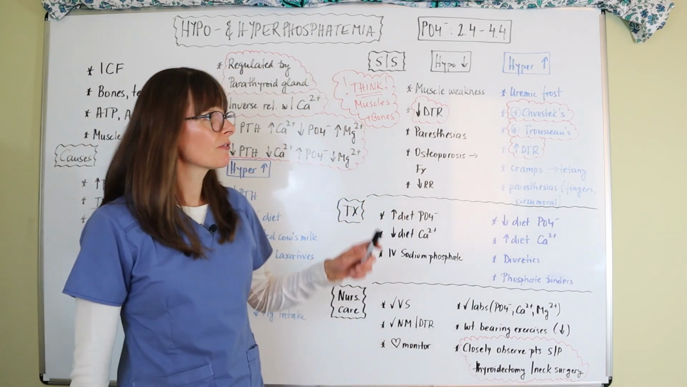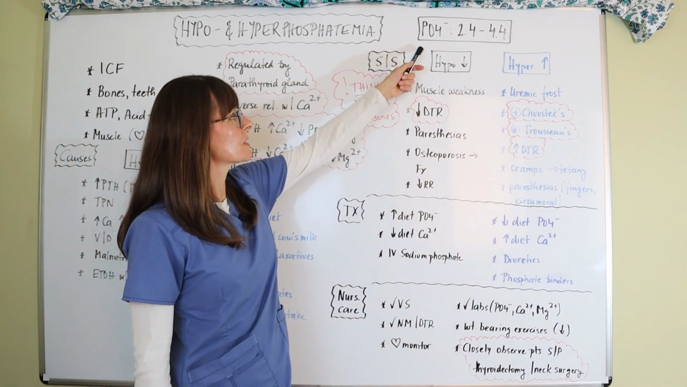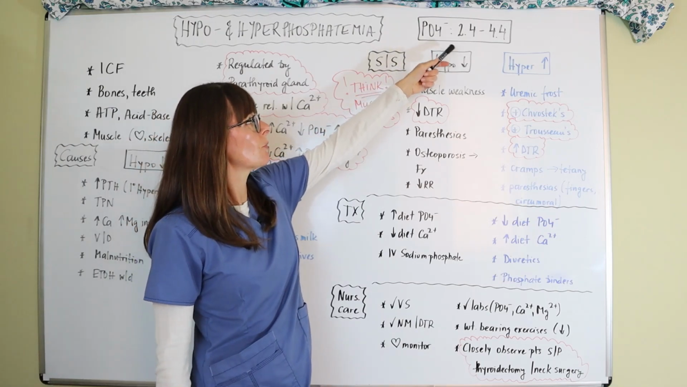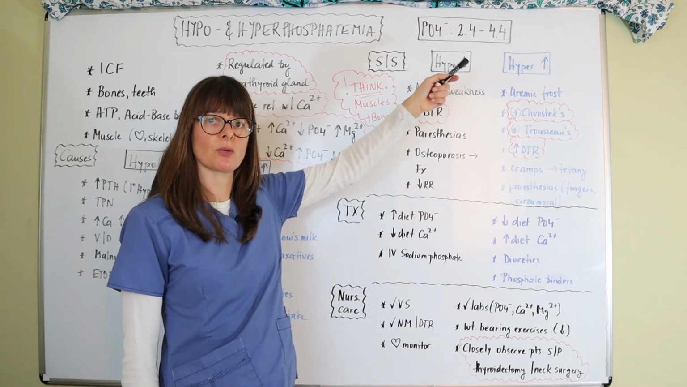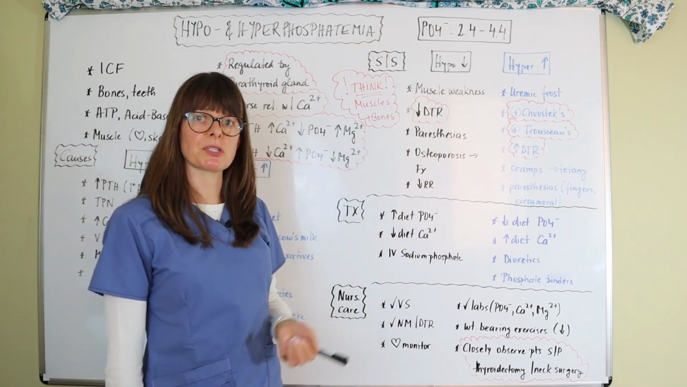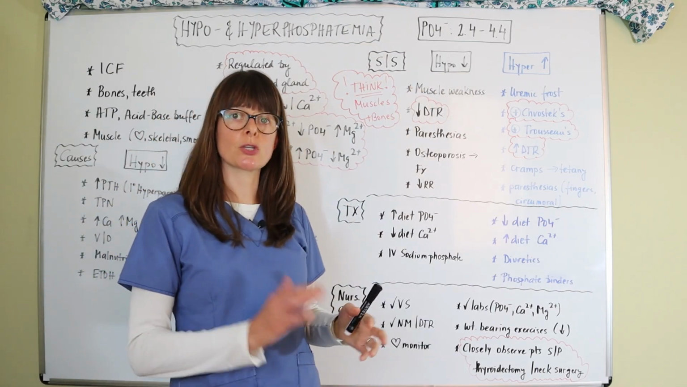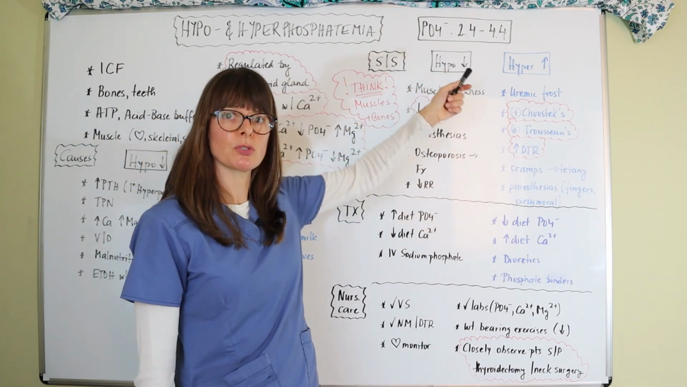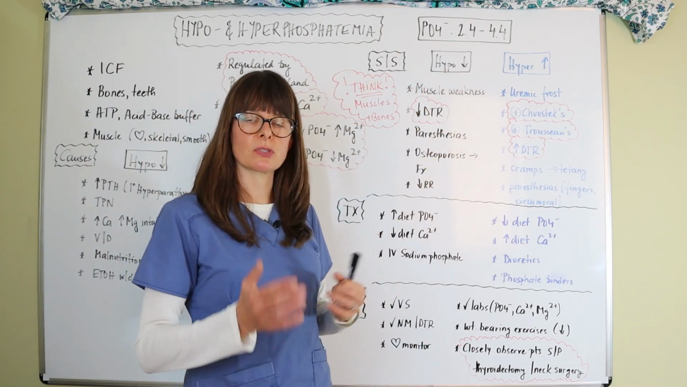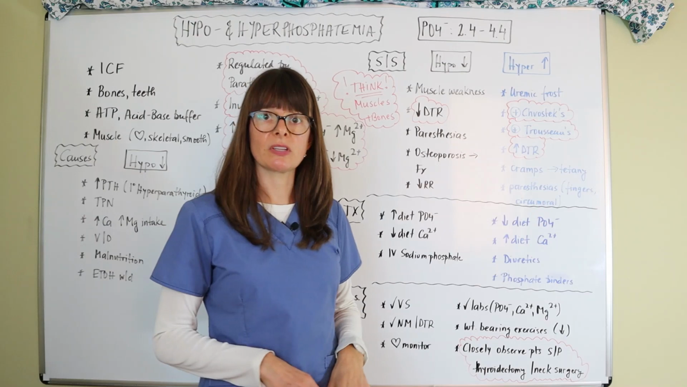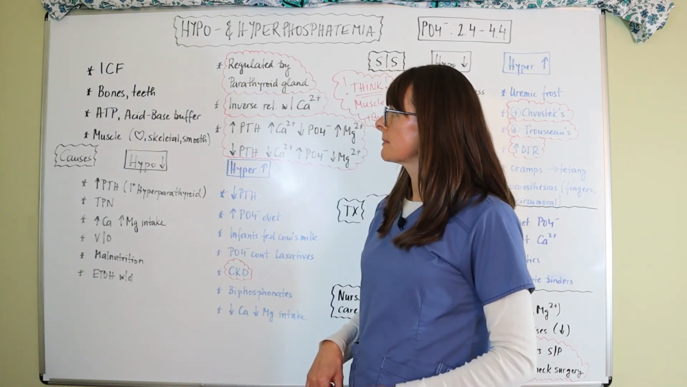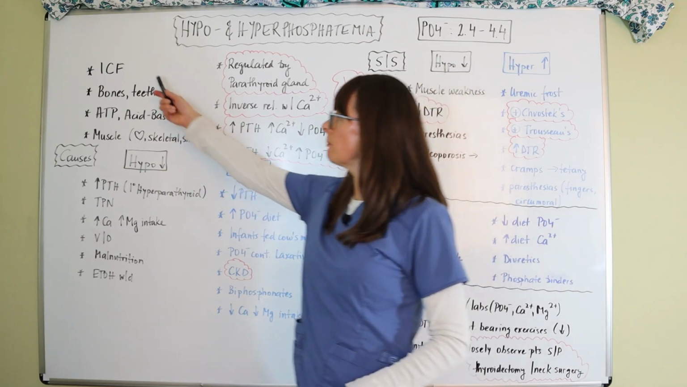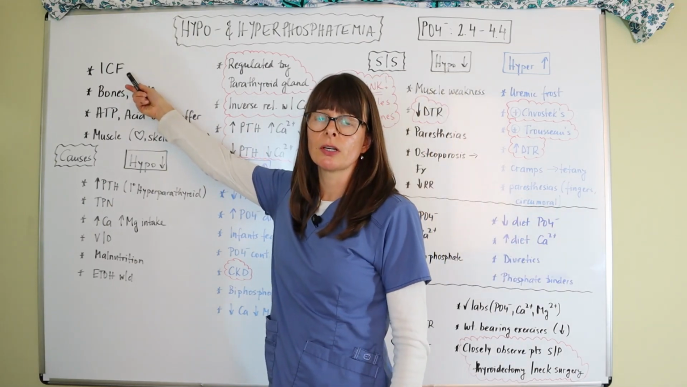And as a quick reference here, normal values of phosphorus in the bloodstream are 2.4 to 4.4. Keep in mind, as always, to check the reference levels for the particular lab that you're working with to make sure that these are the same so that you know if your patient's values are within or not within the normal limits. So phosphorus is a major intracellular electrolyte.